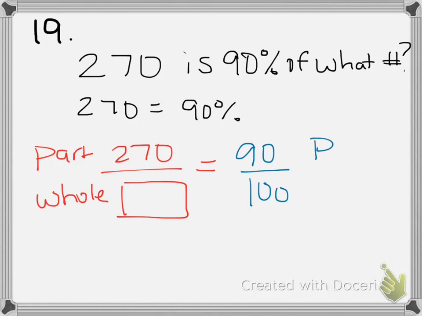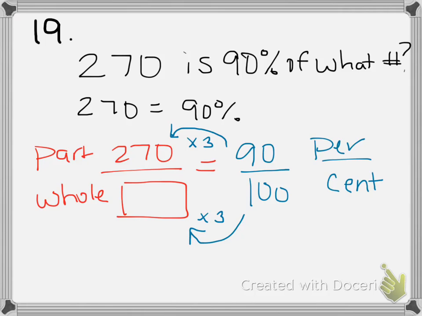So percent, just like we've done each time. Now you need to establish the relationship between 90 and 270. The reason we're going from 90 to 270 is because we're going to have to go from 100 to our answer. So to get from 90 to 270, you need to multiply by 3. Then to get from 100 to the whole number, you need to multiply by 3.